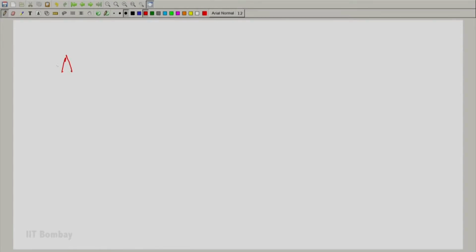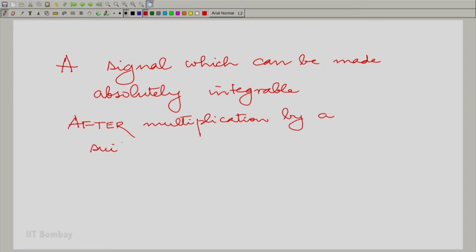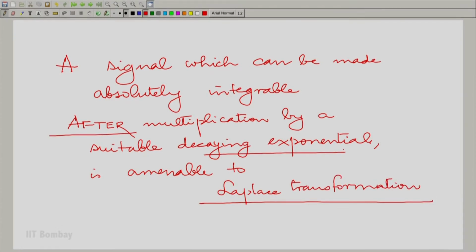So, we are saying a signal which can be made absolutely integrable after multiplication by a suitable decaying exponential is amenable to Laplace transformation. So, you see, it is important. You essentially have to have this, not complex, actually a real, exponentially decaying function. You just need e raised to the power minus sigma t. It is a real function, a decaying exponential. So, you should be able to multiply it by a suitable decaying exponential so that it becomes absolutely integrable. If that happens, that function has a Laplace transform, or at least we are assured that there is a convergence in the Laplace integral.